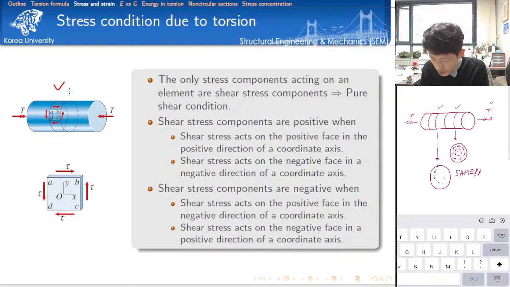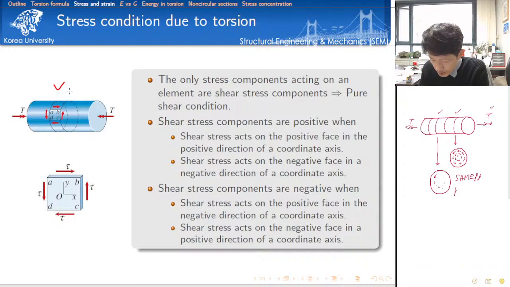This condition is called homologous. Homologous state. So in this homologous state, which means we have exactly the same distribution and exactly the same characteristics wherever we choose the cross section to check the stress distribution.